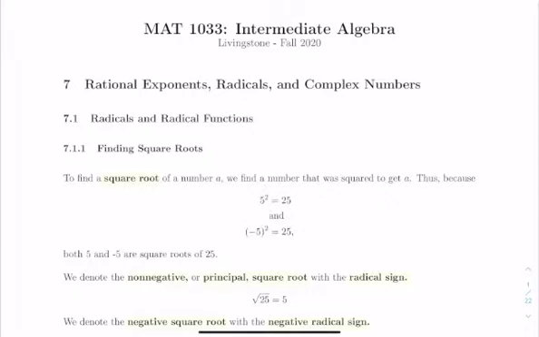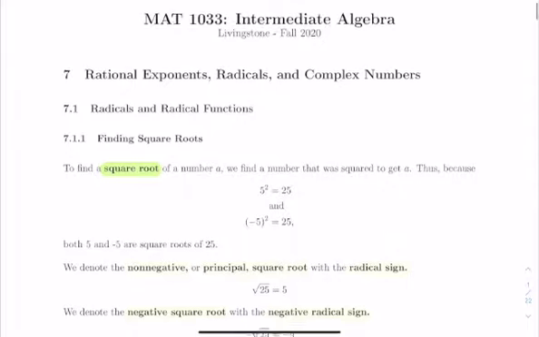In section 7.1, we're looking at radicals and radical functions. To find a square root of a number a, we find a number that was squared to get a. Thus, because 5 squared is equal to 25, and negative 5 squared is also 25, both 5 and negative 5 are square roots of 25.